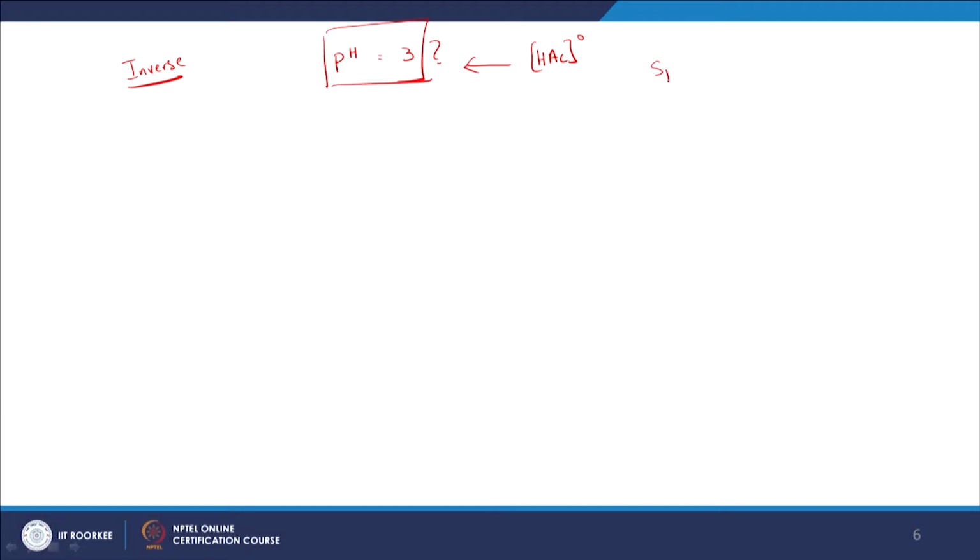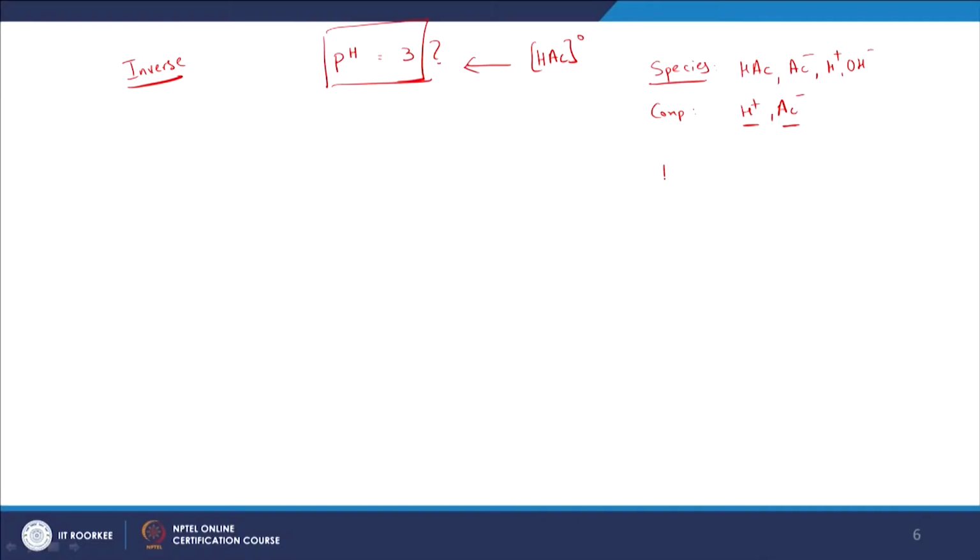You are going to define the same species. What are the species? Those at equilibrium: HAC, AC minus, H plus and OH minus. And the components are going to be H plus and AC minus. How do you choose these components? You look at the proton, always H plus, and then choose the most deprotonated form, which is the acetate ion in this particular case.